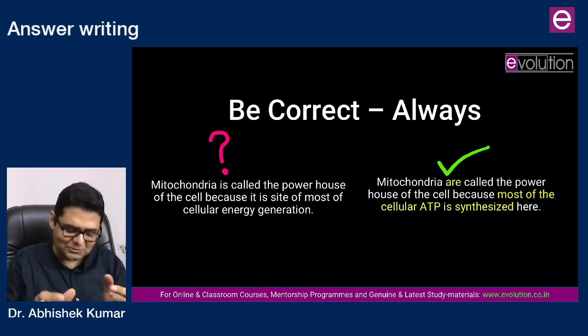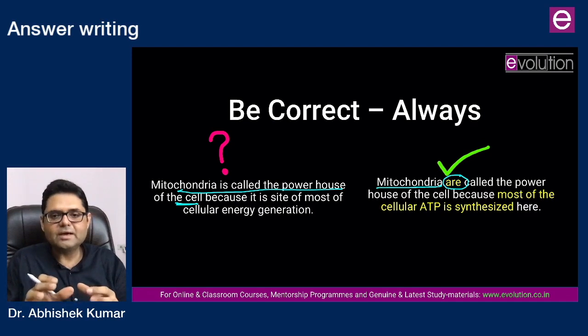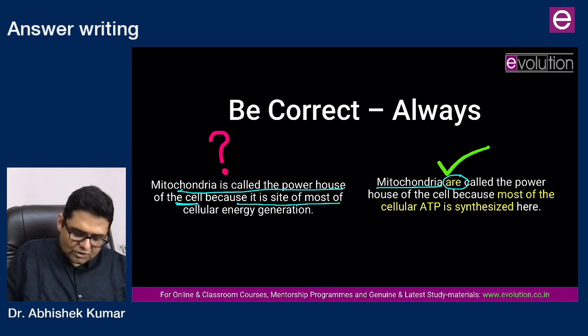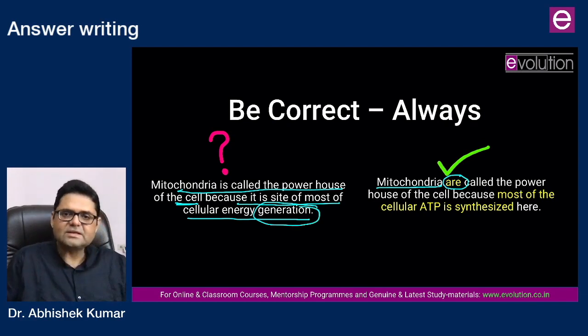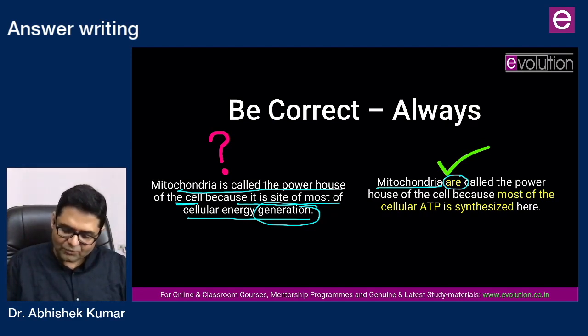Let us check two statements. Mitochondria is called the powerhouse of the cell. What's wrong here? First, mitochondria is a plural expression. Therefore, you have to use "are": mitochondria are called the powerhouse of the cell. Second, because it is the site of most of cellular energy generation. Remember, energy is neither generated nor destroyed. It is ATP that is generated in the mitochondria. Energy is already there. That energy is used to generate ATP. So how have we written it? Because most of the cellular ATP is synthesized here.